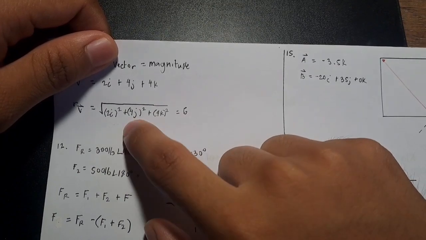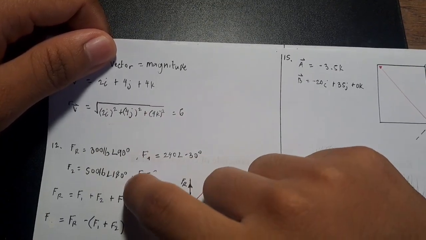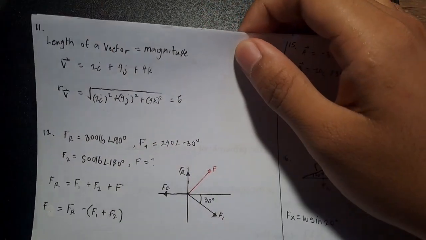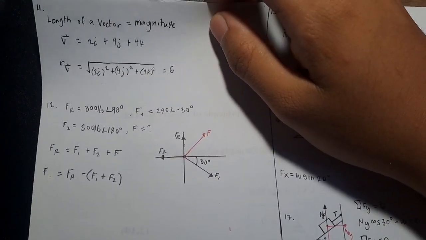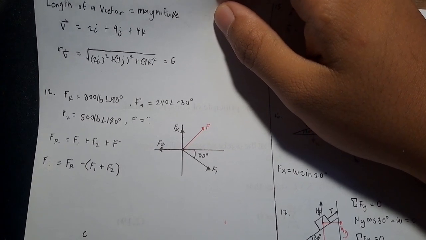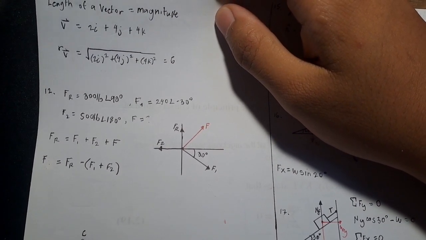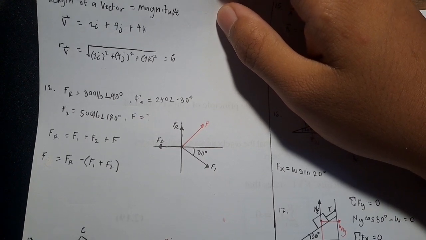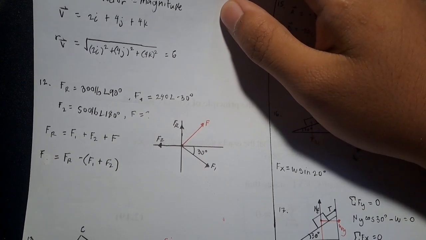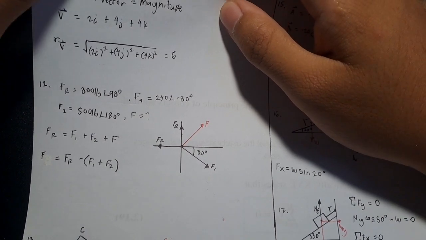So that would be 32 plus 4, that would be 6. So let's have number 12. So may resultant first ka. It is acting directly to the north. You have an F1 at the fourth quadrant with an angle of negative 30. So kung negative 30, it's clockwise yung ikot ng angle mo.